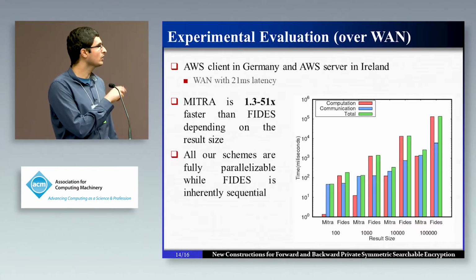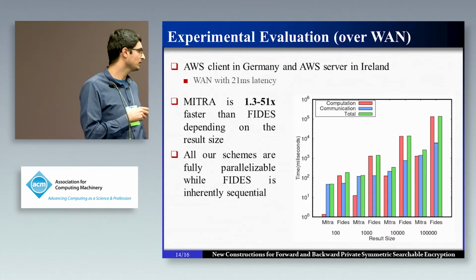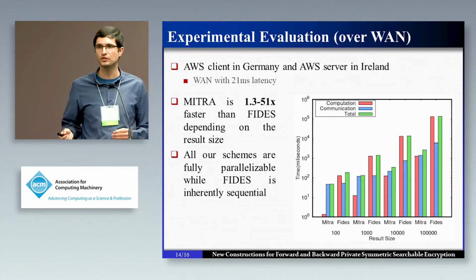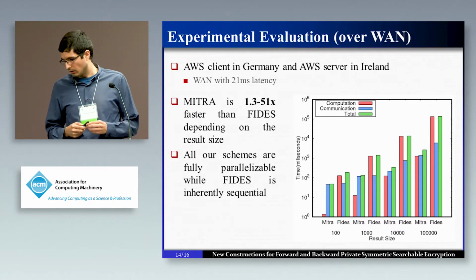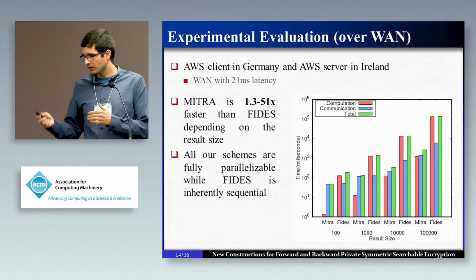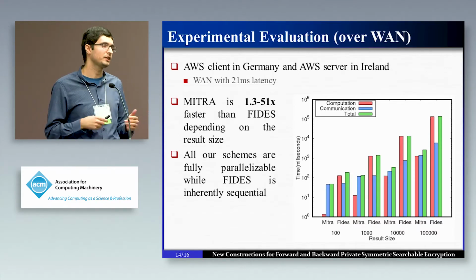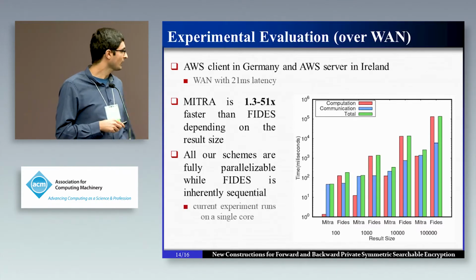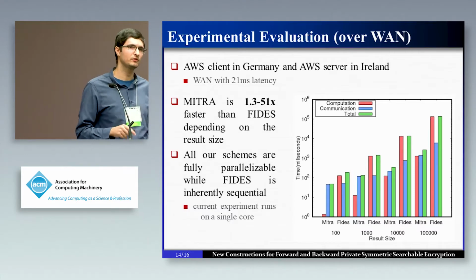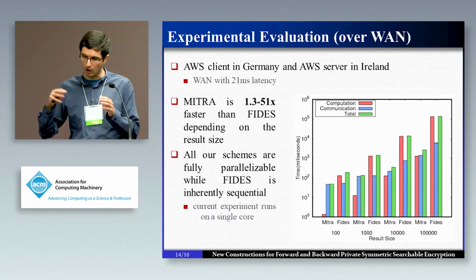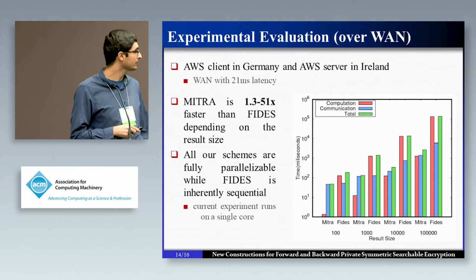I have to mention that all our schemes are fully parallelizable, while Fides is inherently sequential. So MITRA can arbitrarily become faster if you have enough sources. But for fairness of evaluation, we executed all of our experiments on a single core machine.